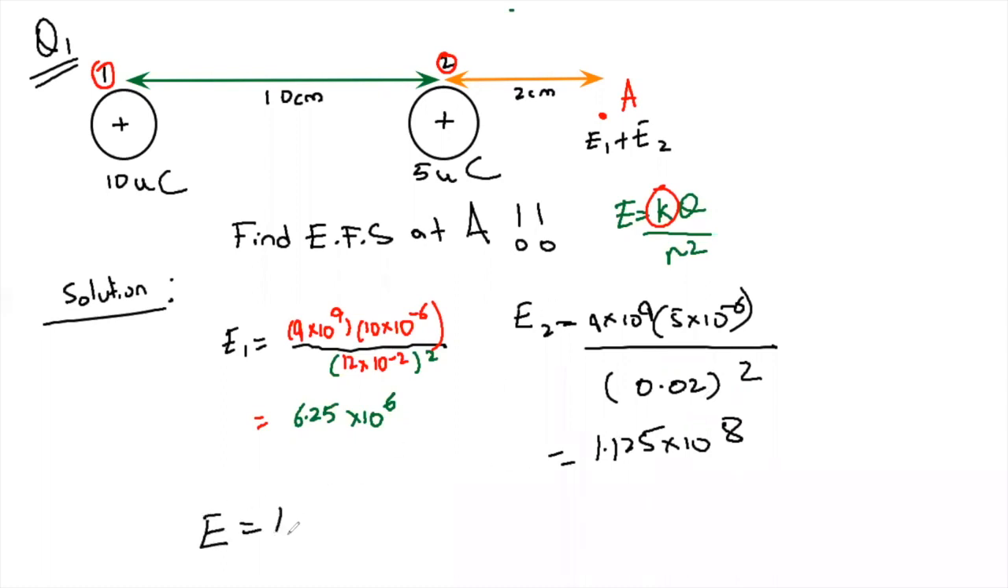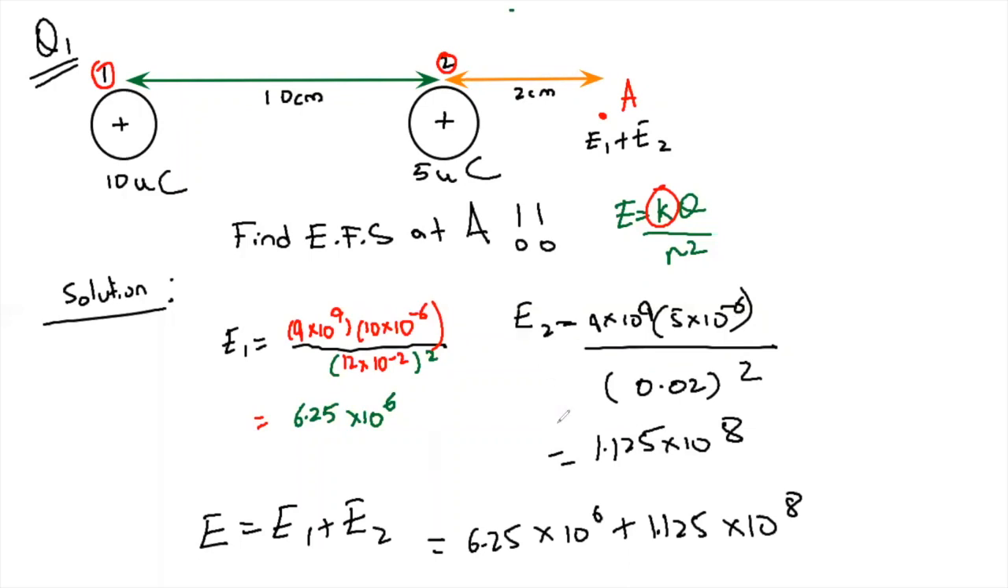E is going to be equal to E1 plus E2, and you're going to end up with 6.25 into 10 to the power 6 plus 1.125 into 10 to the power 8. And you're going to get an answer here, which is, just a second, let me add it up. And we have 1.1875 into 10 raised to the power 8. Just a second, 1, 2, 3, 4, 5, 6, 7, 8. Yeah, 8. And you round it off and you get 1.19 or 1.2 into 10 to the power 8.